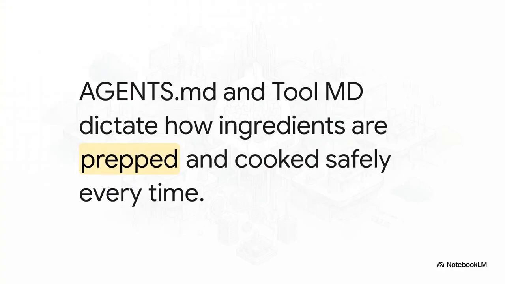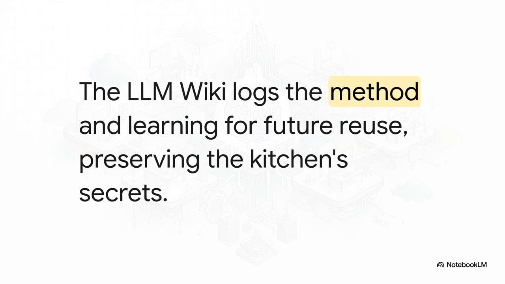Let's move to the prep stations and see how this builds. Once those ingredients are safely in the kitchen, they need to be prepped. Your agents.md project rules and your tool.md files dictate the actual cooking process. They define exactly how those raw ingredients are cleaned, sorted, chopped, and cooked by the AI, ensuring that standard, high-quality procedures are followed safely every single time. Finally, we have the output. Formal delivery controls govern exactly how the final dishes are plated and served up to you.